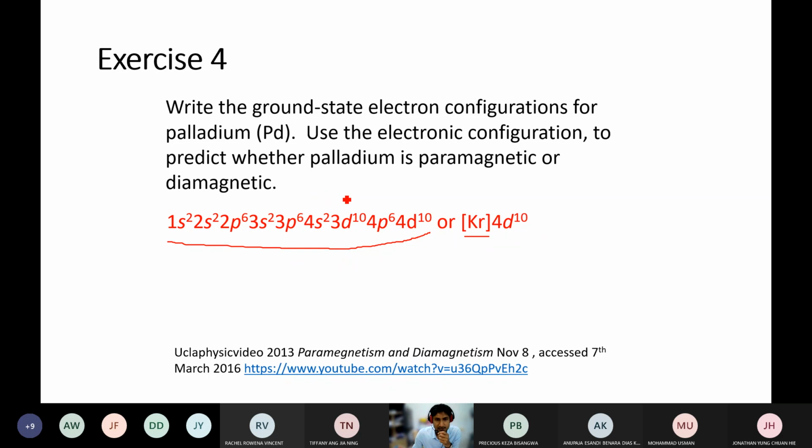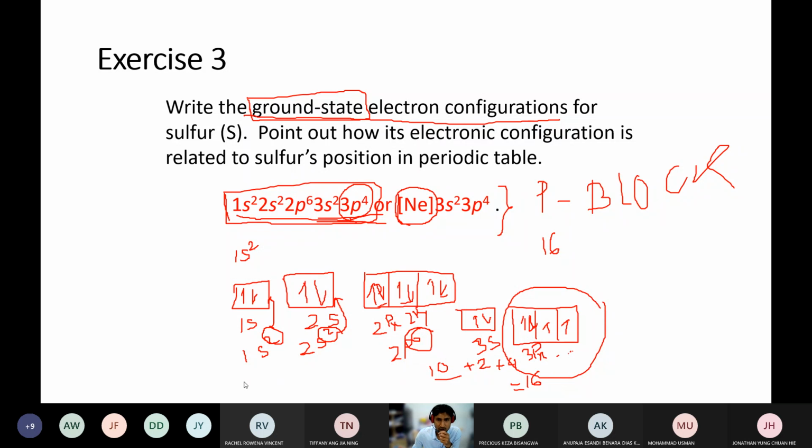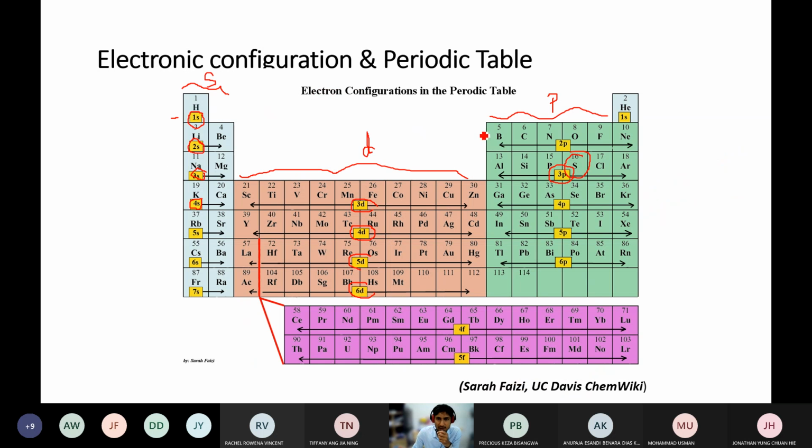This thing I forgot to mention: this is neon, right? This is the neon configuration. So if we look at the periodic table once again, this is the noble gas, right?